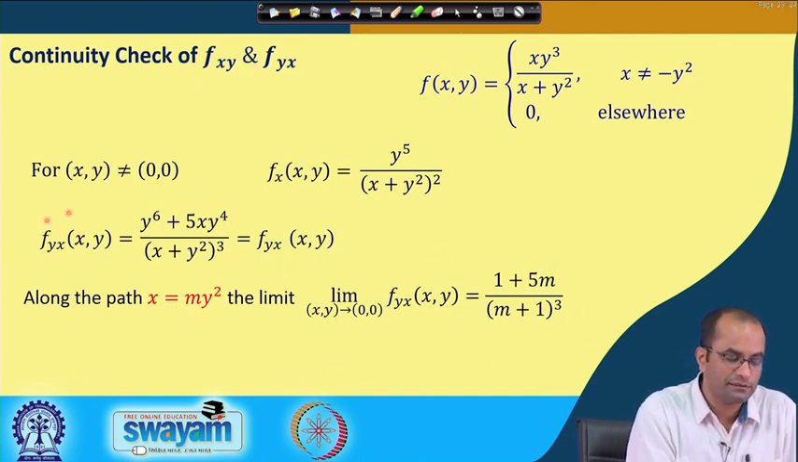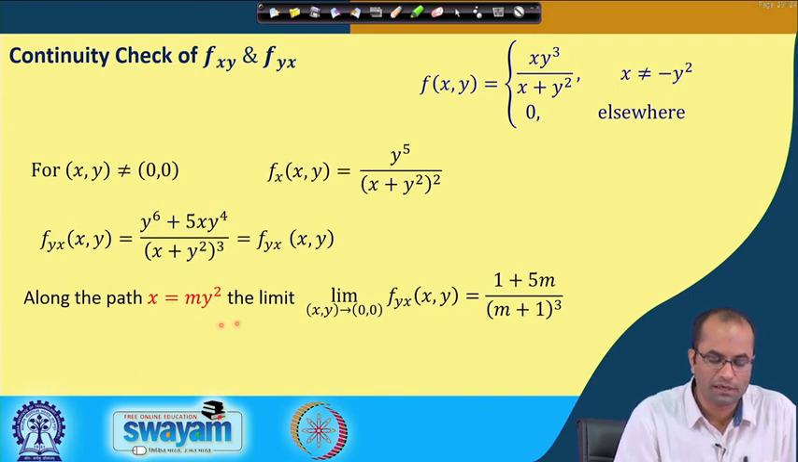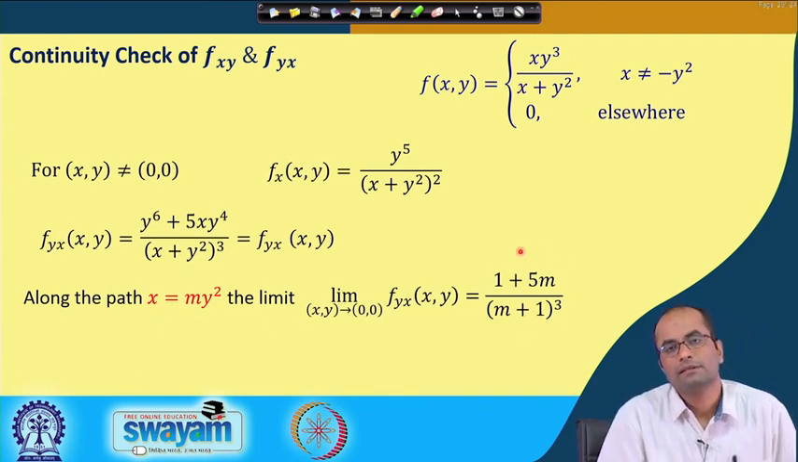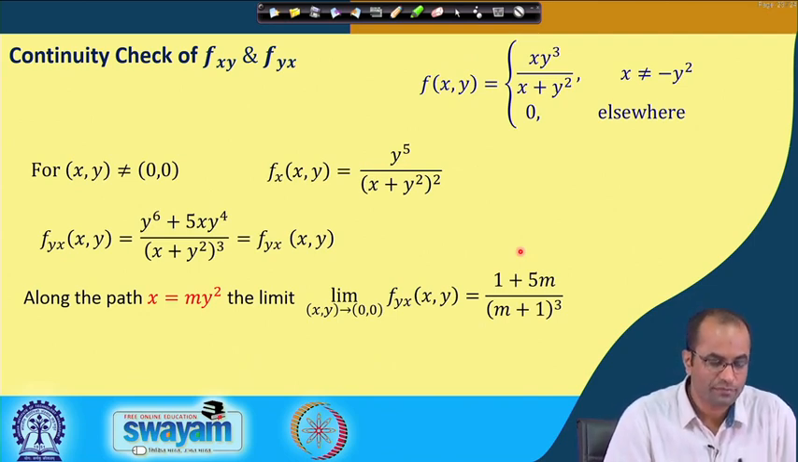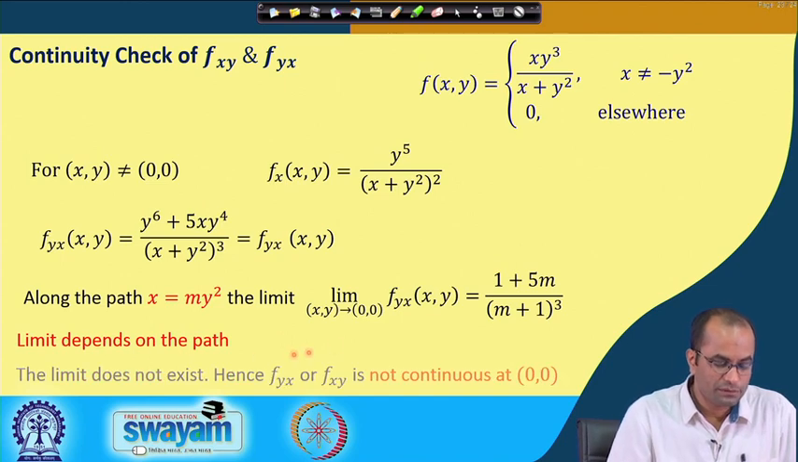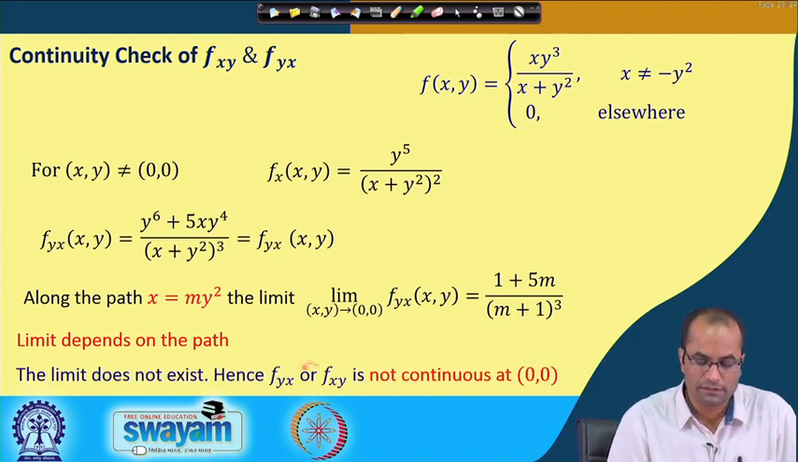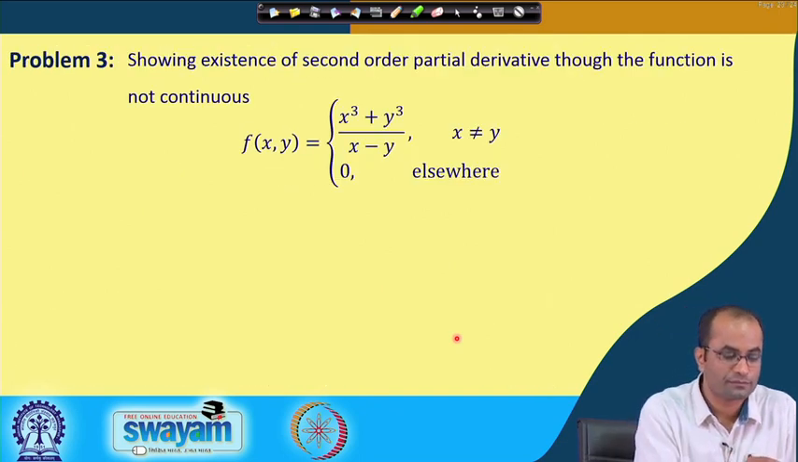We have taken this f_yx, and then along this path we have seen that the limit depends on the path, and hence the limit does not exist and the function is not continuous. So, the limit depends on the path, and hence these two are not continuous at 0.